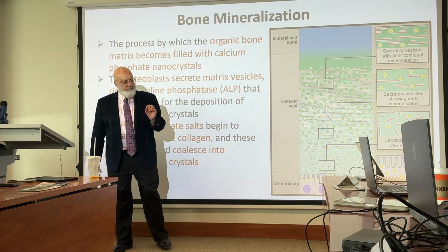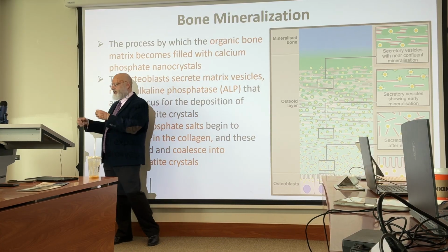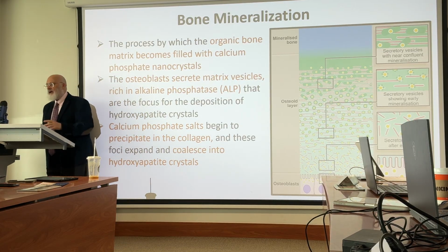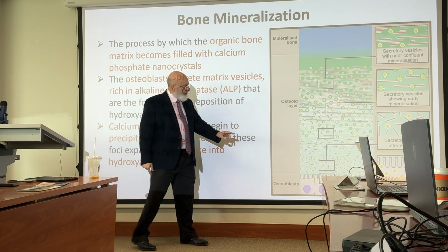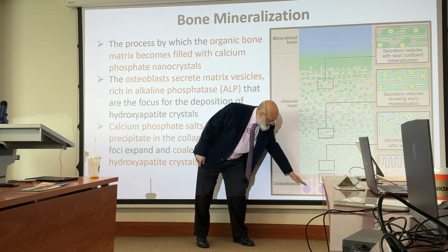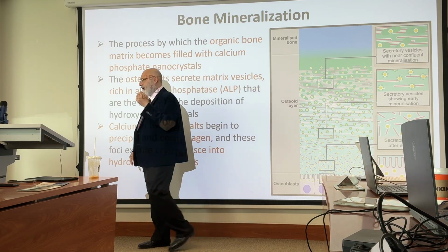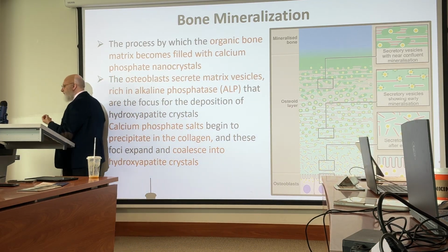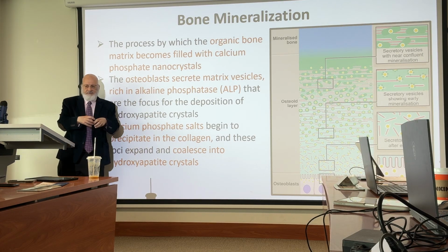What they do is release these vesicles, small structures that bud off the membrane, and they contain what we call alkaline phosphatase. It's an enzyme that stays in the vesicle. They migrate, so this is actually flipped: the bone is this side and this is the surface down here. Osteoblasts will release all these vesicles containing alkaline phosphatase, and this enzyme will be the attraction for the salts, calcium and phosphate, to bind to these vesicles.